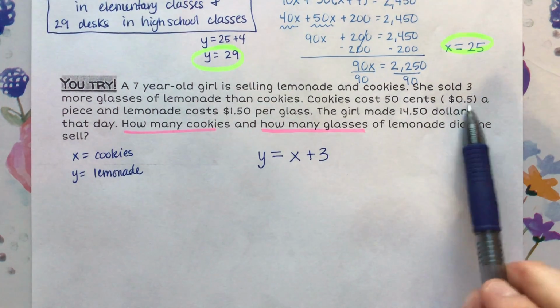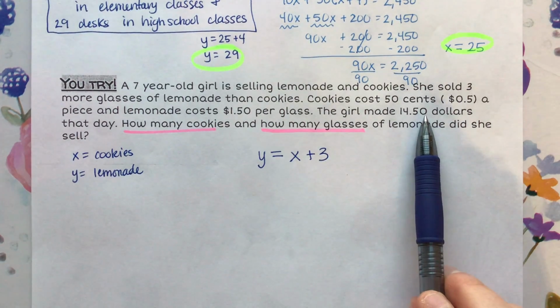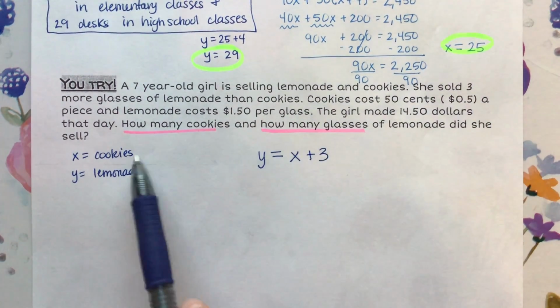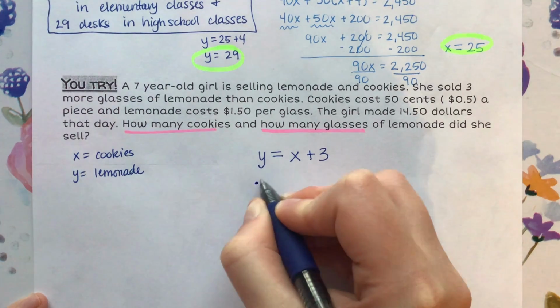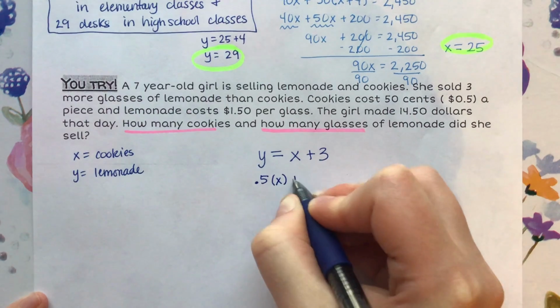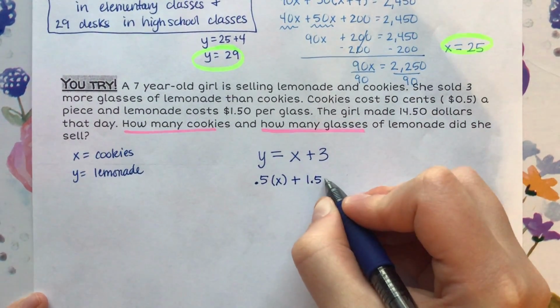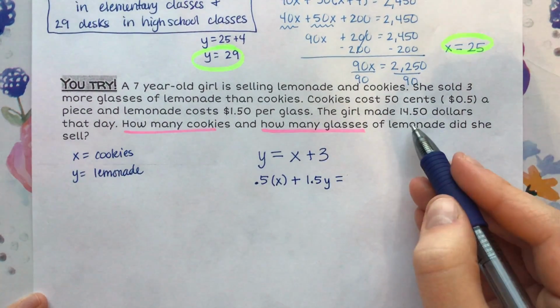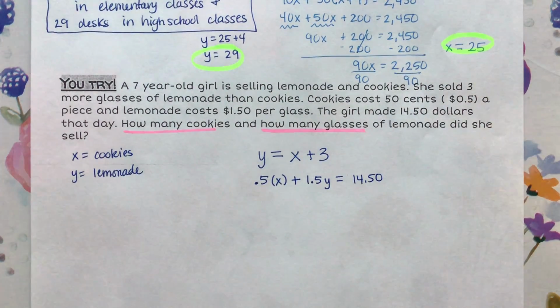It then tells us the price per product and the total amount she made. So I can multiply that price by the product and set it equal to how much she made. So it's going to be 0.5 per cookie, so 0.5x, plus 1.5 per lemonade, which is y, is equal to her total profit, which is $14.50. Okay, I have my two equations.